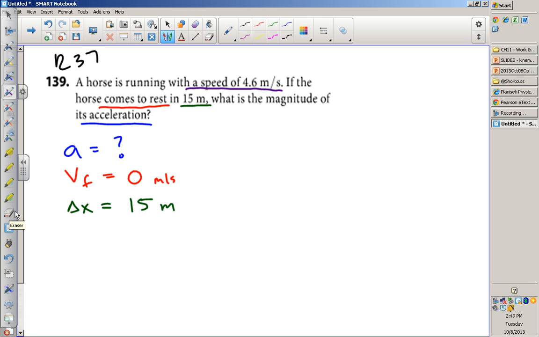Now this one's a little different. It says that the horse is running with this speed, but eventually what happens to the horse? It comes to rest, right? So which speed is this going to be? That's going to be the initial speed, right? So V initial is equal to 4.6 meters per second. I don't know, we'll have to go back and check the tape, I guess.